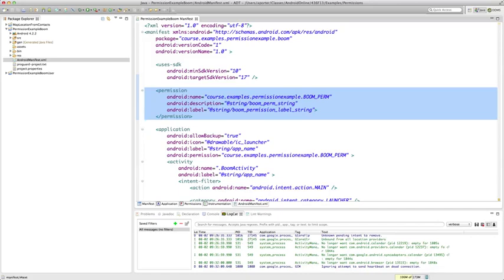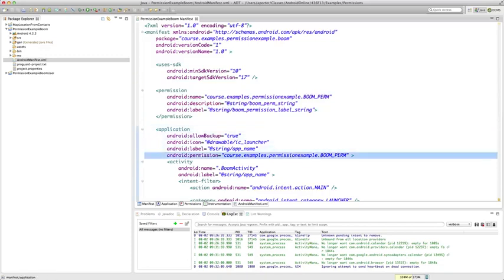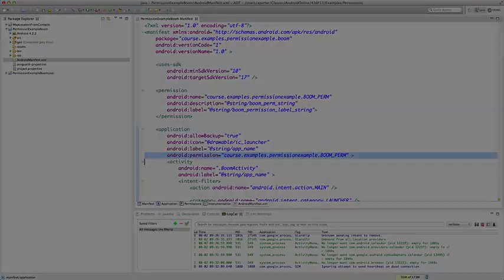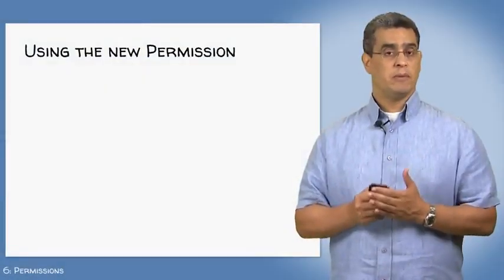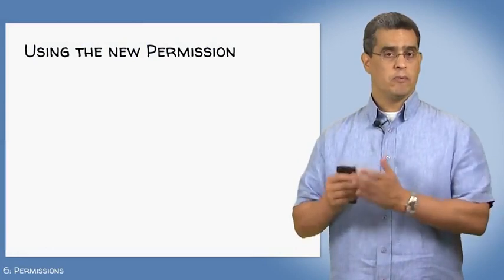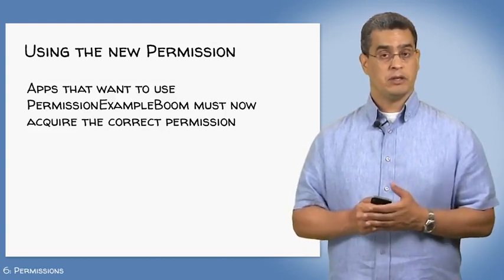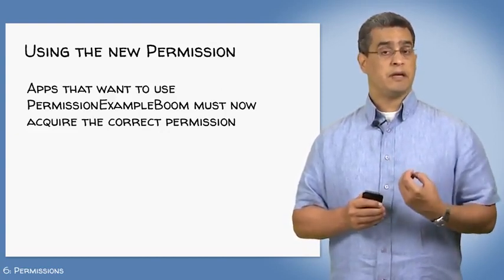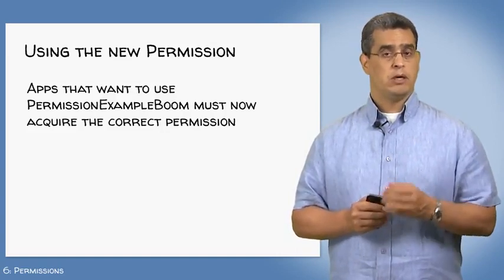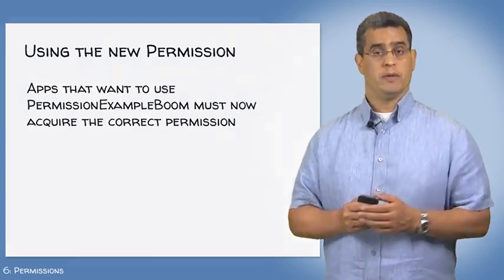The values for these strings are in the strings.xml file. Now if we scroll down a bit, you can see that this application also includes this permission as an attribute of the application tag. And because of this, Android will make sure that components that try to start this application have already been granted the boom_perm permission. Since the Permission Example Boom application now requires the boom_perm permission, any other application that wants to use it will first have to acquire that permission. So let's see what happens if an application without the proper permissions tries to start Permission Example Boom.